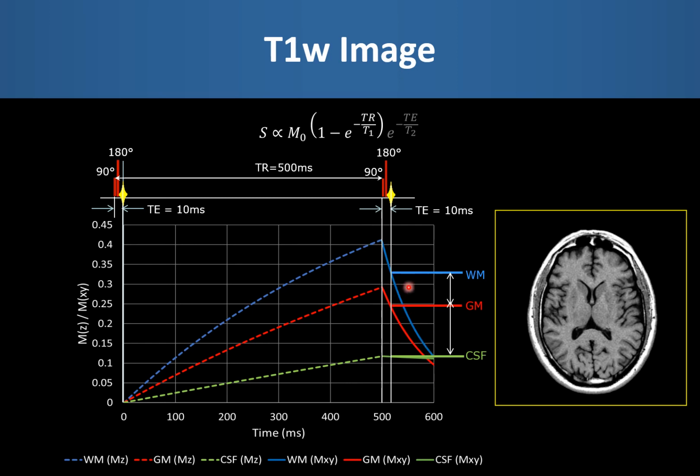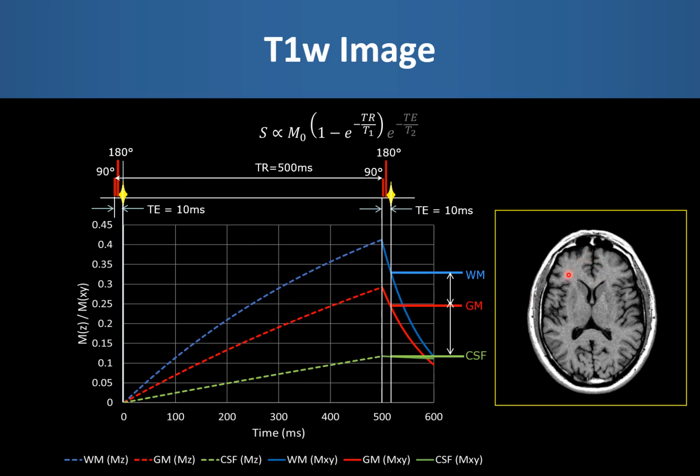But we can see approximately now that the signal is going to be on the basis of this equation. We're going to have recovery based on T1 and decay based on T2. So we want to keep TE as short as possible, and we want to keep TR as short as possible to ensure that we have good differentiation between these three tissues.